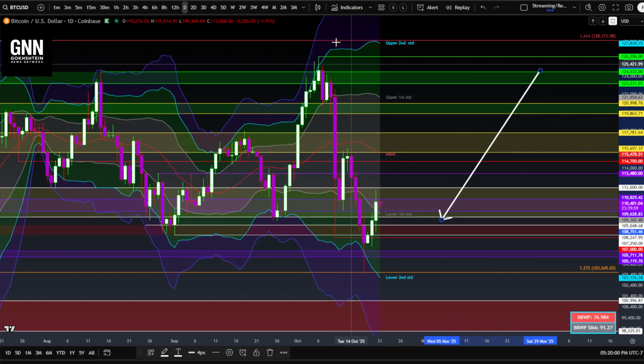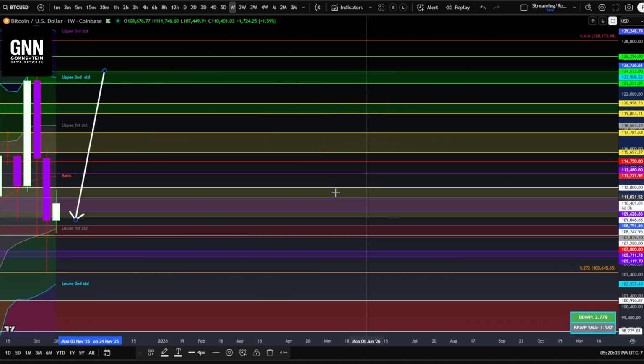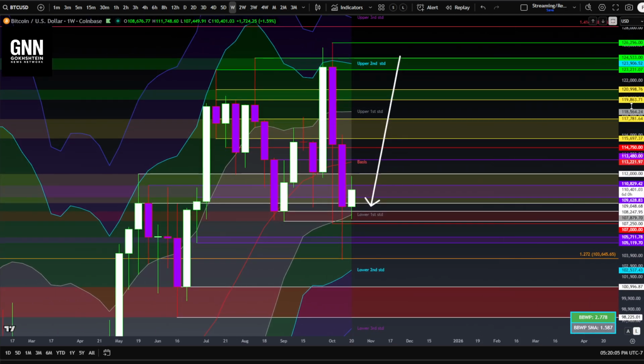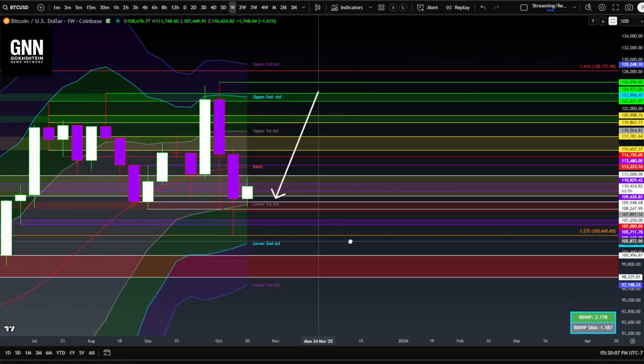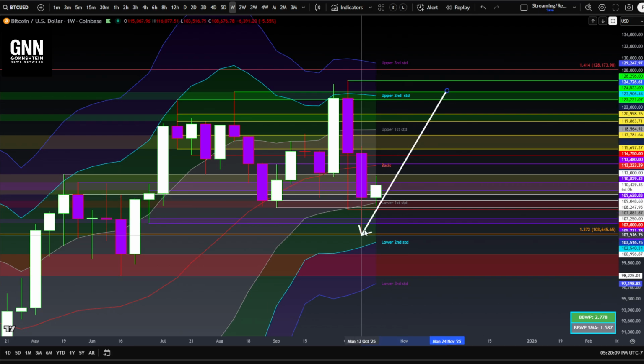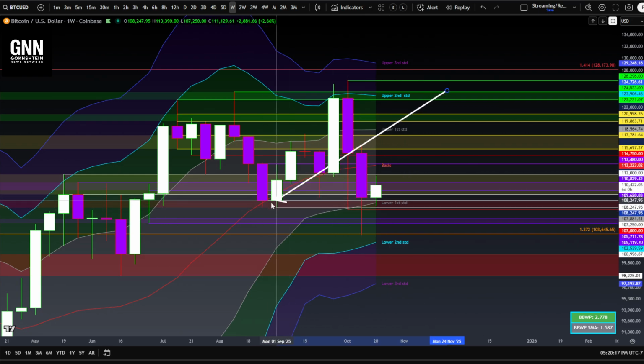So we'll move to the weekly, and I know it's going to look like a mess, and I apologize, but lower first standard deviation tap. We saw Bitcoin dip into the lower first, lower second zone, but not close below the lower first, and that was at 109. So we did get our close, or I'm sorry, 108. This is the last weekly high or low.